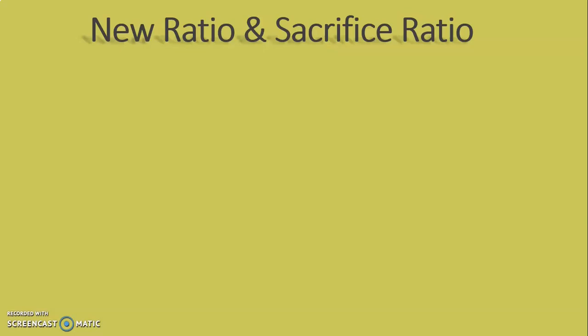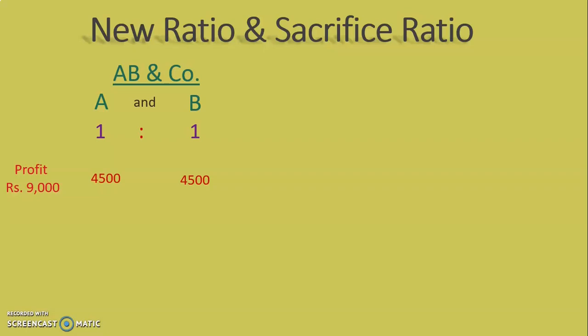Now, let's see some of the changes in ratios. Let's say, for example, in AB and company, A and B are partners sharing profit and losses equally, that is in the ratio of 1:1. Now, if there's a profit of rupees 9,000, then these partners will divide 9,000 equally among them, each getting a share of rupees 4,500.